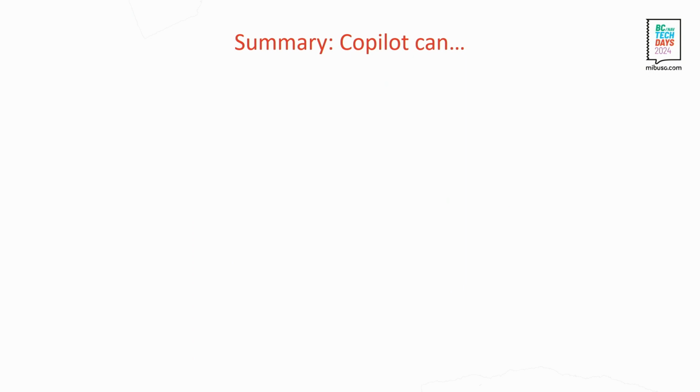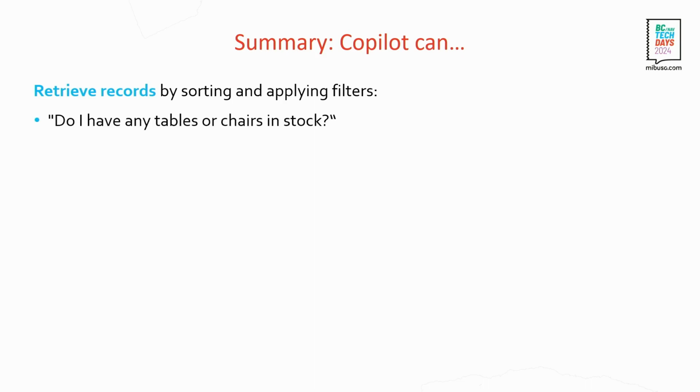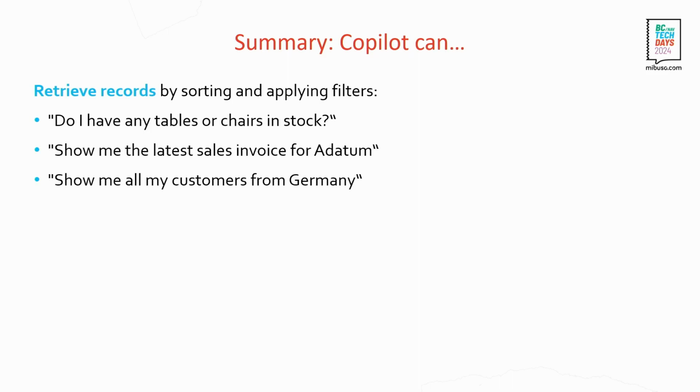Yeah. So in summary, Copilot, when it's finding data, is able to retrieve records by sorting and applying filters, so it can answer questions like, do I have tables or chairs in stock? Because you said, I'm looking for tables or chairs items. Show me the latest sales invoice for Adatum. Show me all my customers from Germany. And in those cases, you gave us all the information we needed.